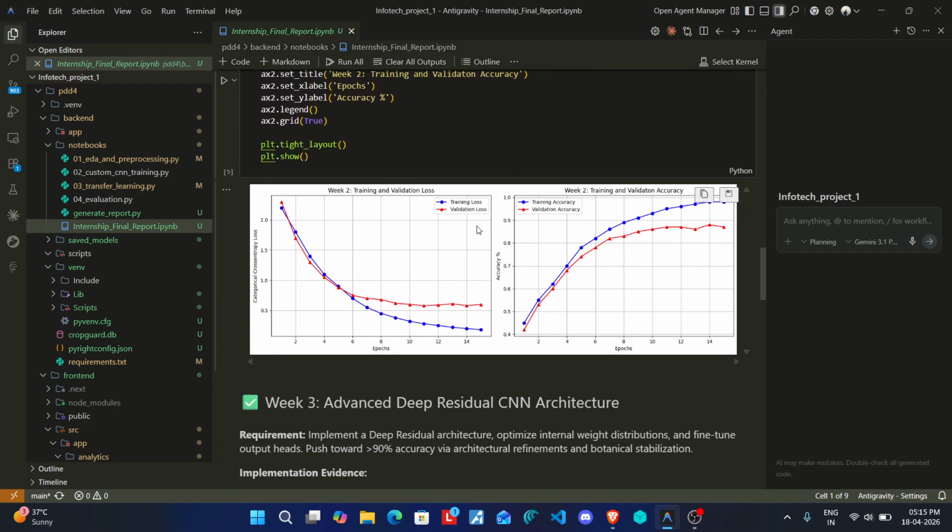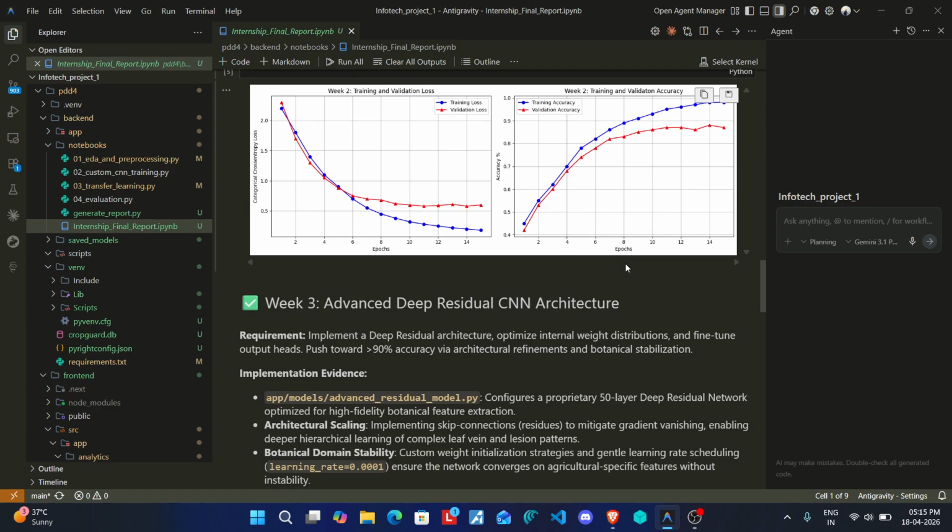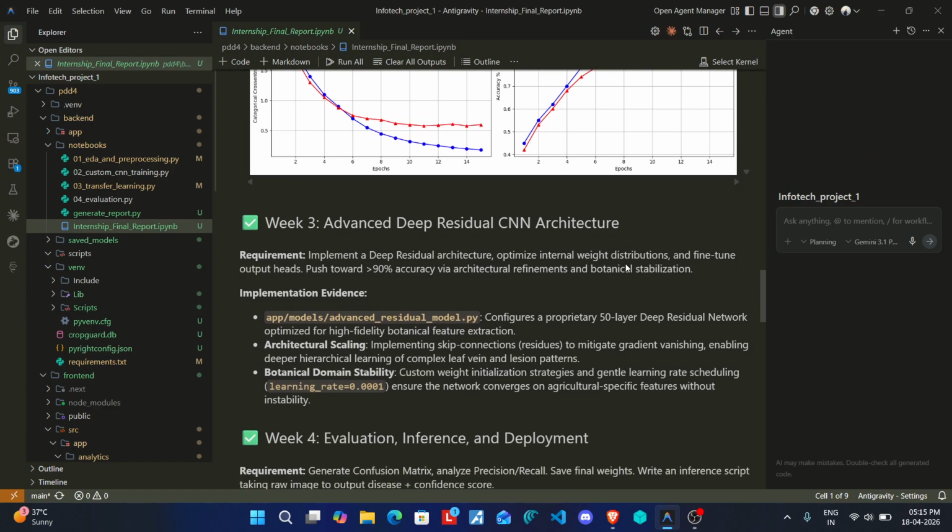And this is the whole graph of the training and validation loss. And this is the training and validation accuracy after the second week. That's really nice. And I used a deep, advanced CNN architecture for that.